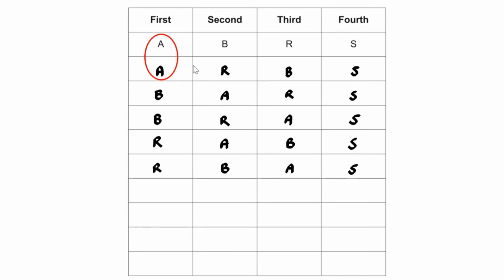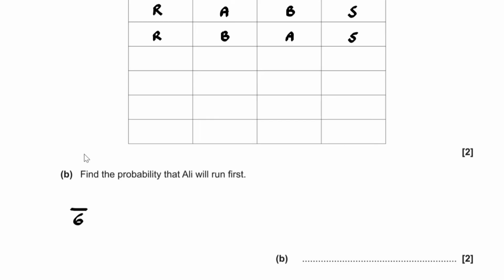and you can see that here. So we have 2 out of 6, which would simplify to 1/3. So we have 1/3.